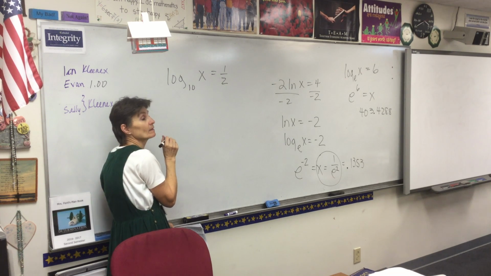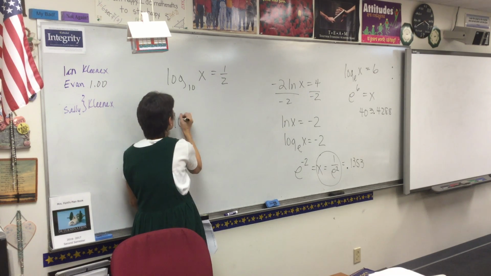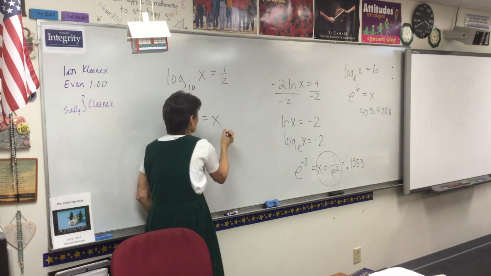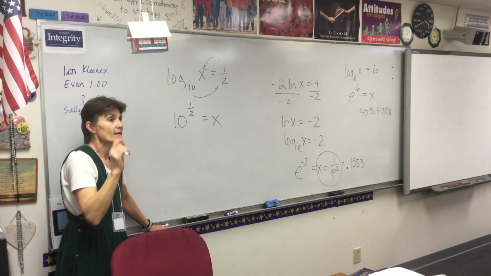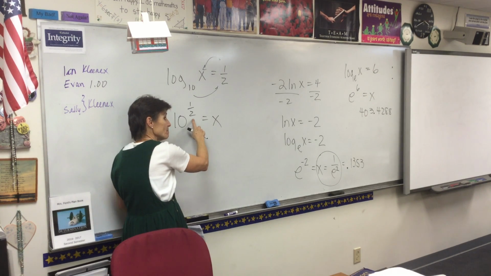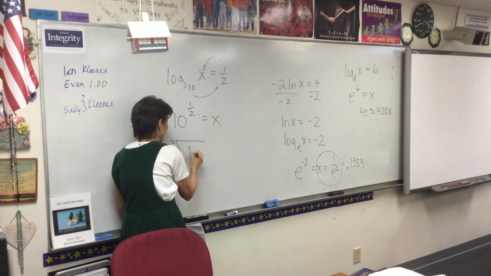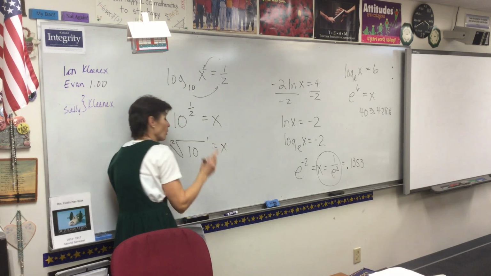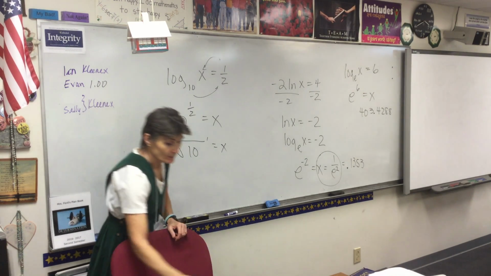What is it, Judah? Exactly. 10 to the 1/2 equals x. If we loop-de-loo it, 10 to the 1/2 equals x. And Judah remembers, what does a 1/2 exponent mean? Square root, right, of 10 to the first. So on a no calculator part, square root of 10 is the answer.